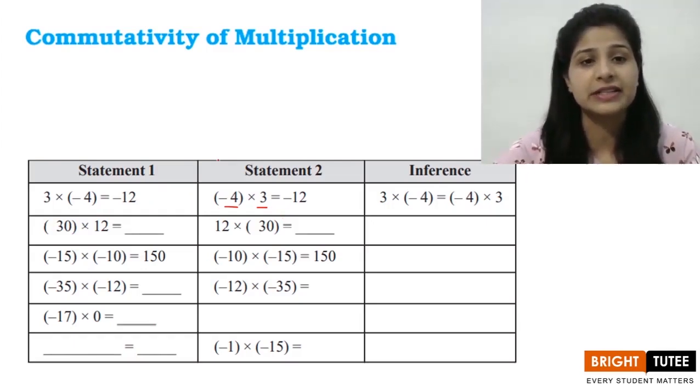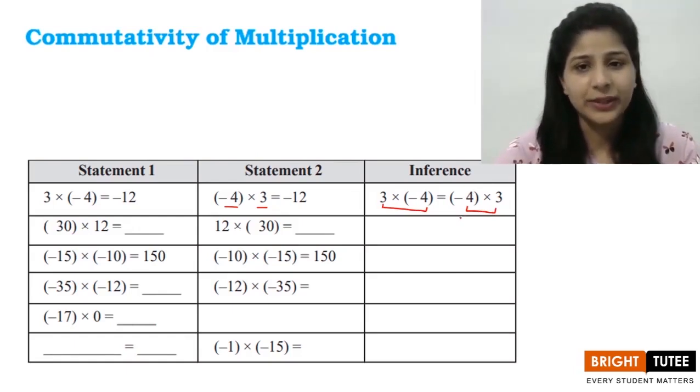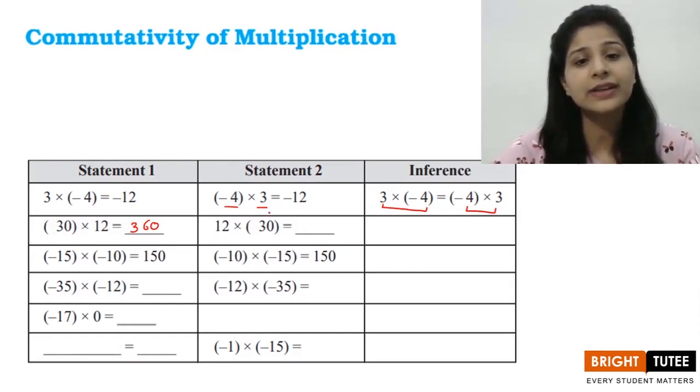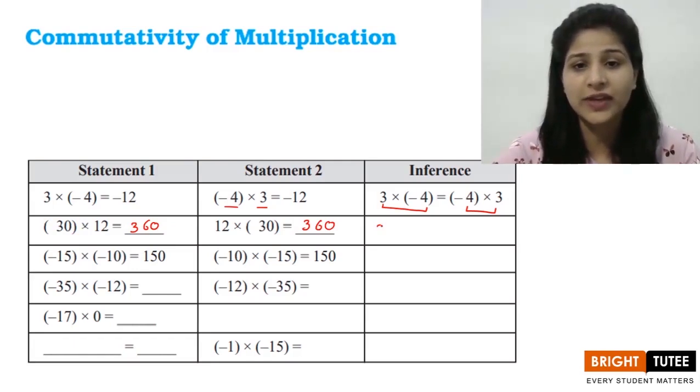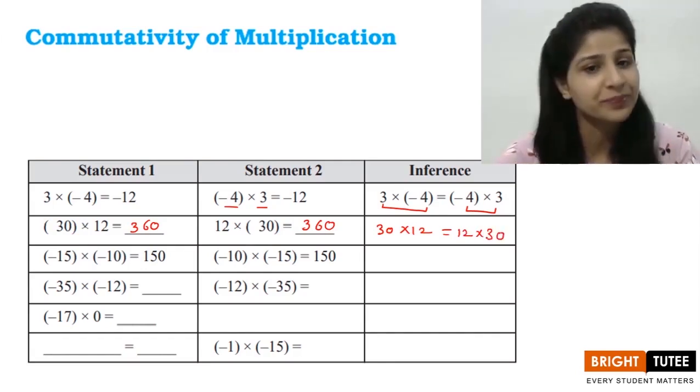So what is the inference? That statement 1 is equal to statement 2. So we can say 3 multiplied with minus 4 is equal to minus 4 multiplied with 3. Going to the next one, 30 into 12, two positive integers, simple multiplication, you will get 360. In the next one, 12 into 30, we also get the answer 360. So we can say 30 into 12 is equal to 12 into 30. Both are giving us the same answer, right?